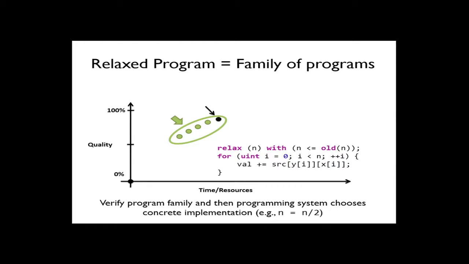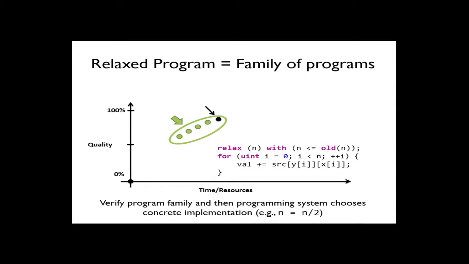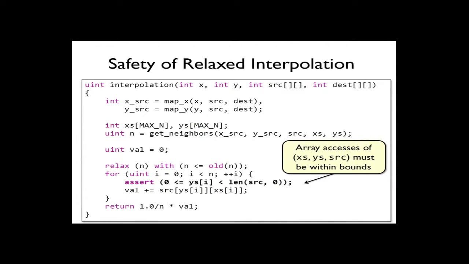Well, that is consistent with the predicate that we have in our relaxed statement. So what that means is that if we verify this family, then we can have confidence that any consistent decision that we make at a later stage will also satisfy the properties for the program as a whole. So now, to verify this again, we're thinking about this safety. So the safety of these array accesses that we have here, in this case to y's in terms of length.